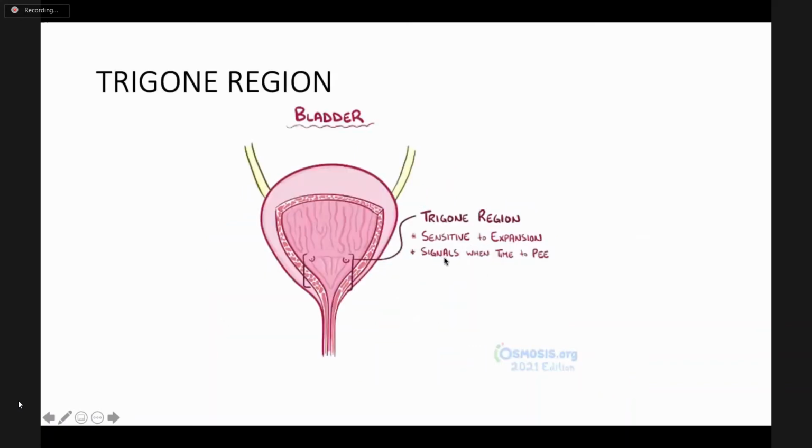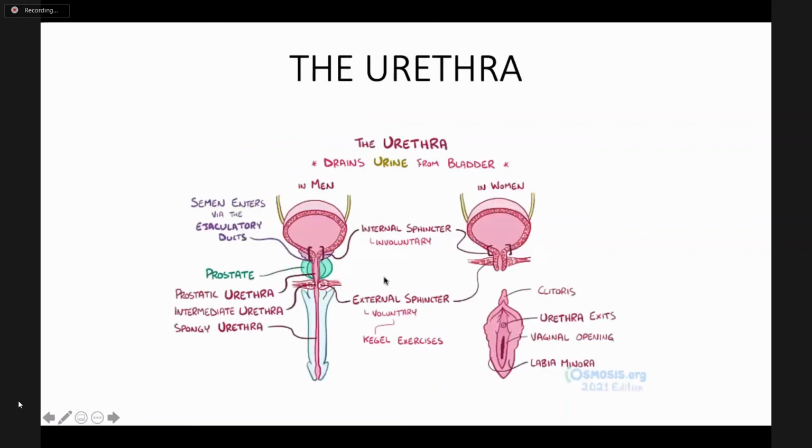The trigone is sensitive to expansion. So this area actually signals us when it's time to pee. As for the urethra, it's okay, I think you know the different parts of the urethra.